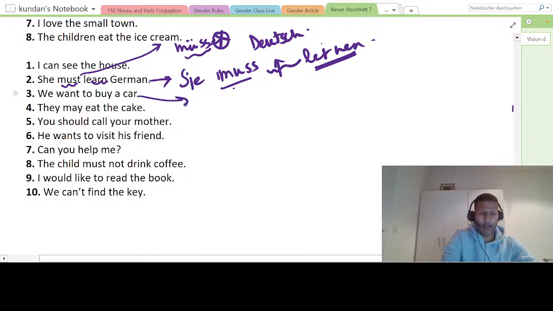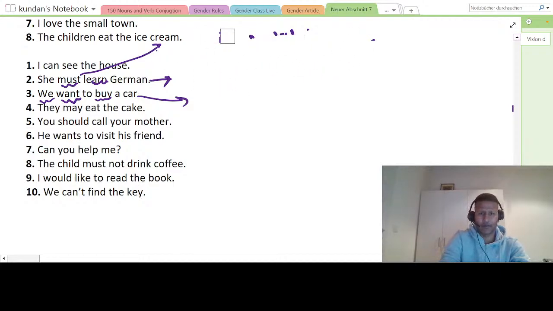And now: we want to buy a car. Want is what? Wollen. Wollen is want, car is das Auto, kaufen is to buy, and we is wir. Let me see who is the first one. Let me see who can make this sentence. Question number 3, you have to solve. Let me see who is making this correctly. Okay, so we want to buy a car: Wir wollen ein Auto kaufen.